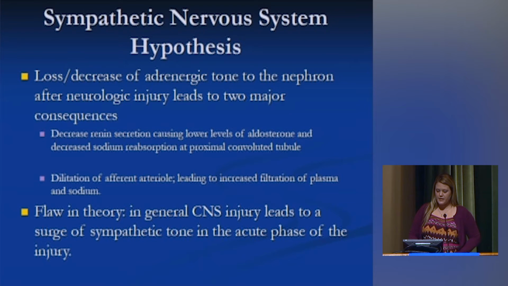With the sympathetic nervous system hypothesis, the theory is there's a loss or decrease of adrenergic tone to the nephron after neurologic injury, which has major consequences: decreased renin secretion causing lower levels of aldosterone and decreased sodium reabsorption at the proximal convoluted tubule, and also dilation of the efferent arteriole leading to increased filtration of plasma and sodium. But there's a flaw. In general, CNS injury leads to a surge of sympathetic tone.